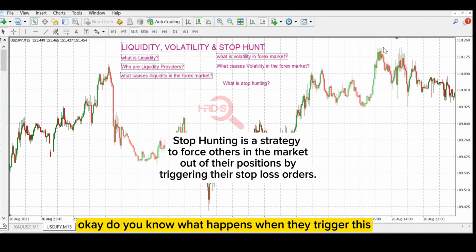Do you know what happens when they trigger these stop losses? They will create a lot of volatility in the market. All the times that we have news releases, we have very high volatility in the market, which will definitely hunt the stop losses of retailers. Number two is that what? This will present an opportunity for investors who want to trade in this environment.